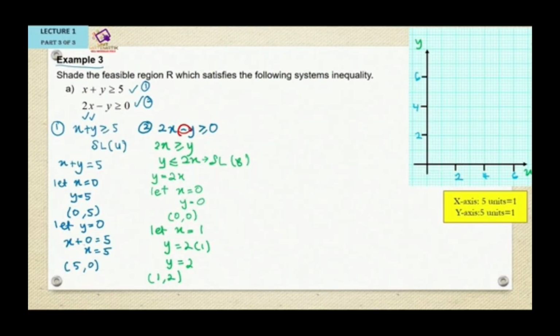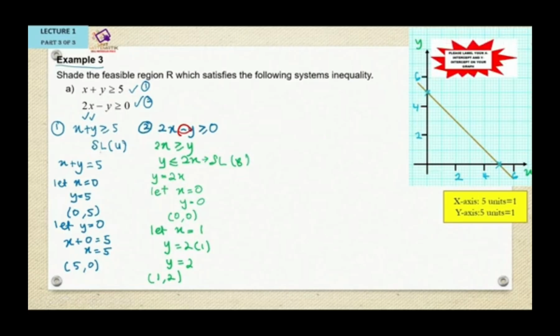So for the first inequality, we have the point (0, 5). So mark your point (0, 5) here, and then (5, 0) is here. Next, draw your linear graph. So this is your linear graph.